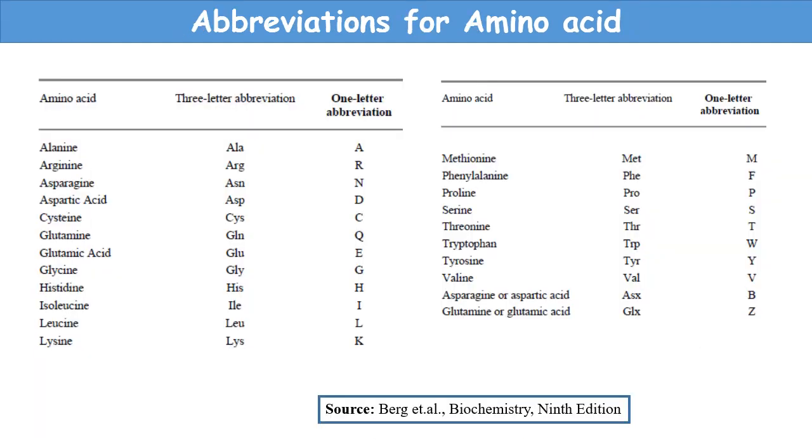Now here's a chart. You can see there are abbreviations for all the amino acids. There's a 3-letter abbreviation and a 1-letter abbreviation in this chart. Like in alanine, for example, the 3-letter abbreviation is ALA, and the 1-letter abbreviation is capital A. Similarly, arginine is ARG, and the 1-letter abbreviation is capital R. So one can go through this table also.